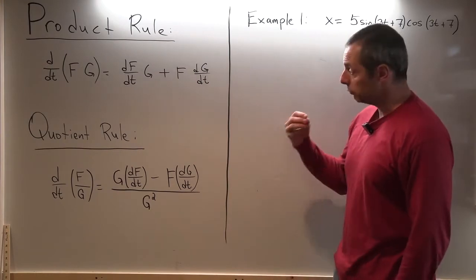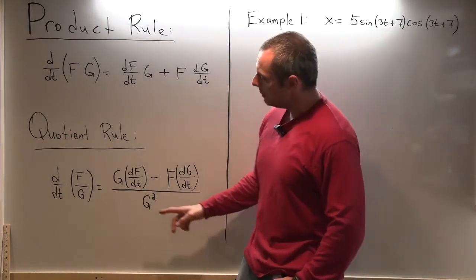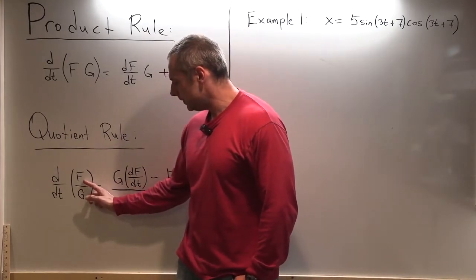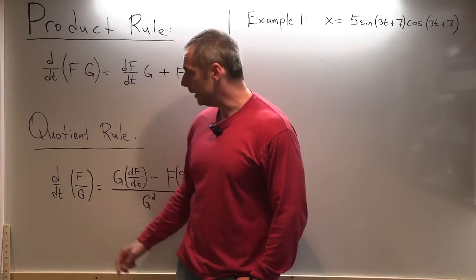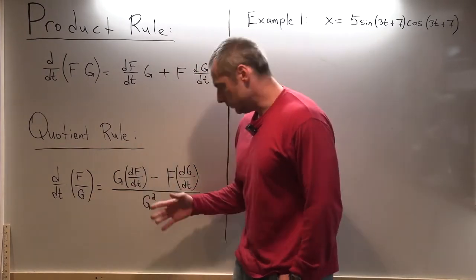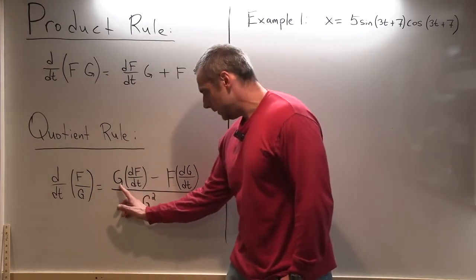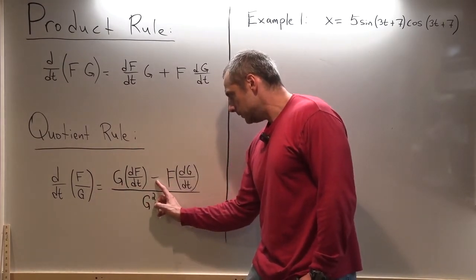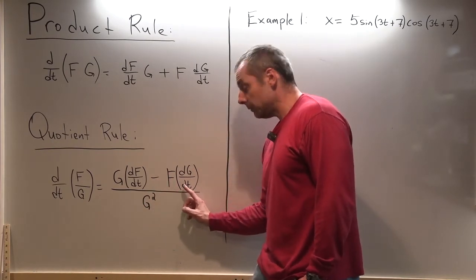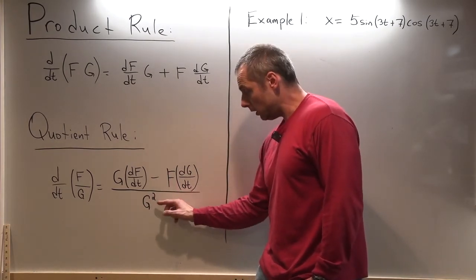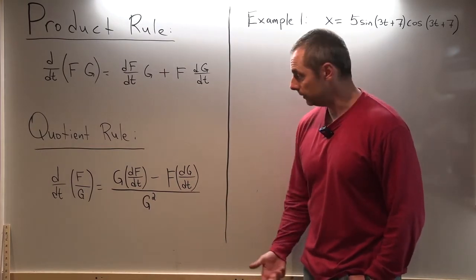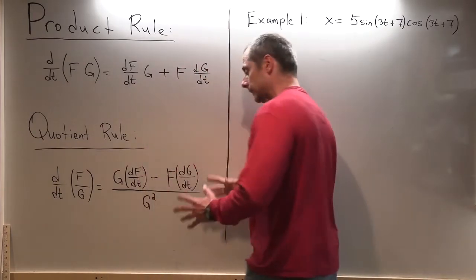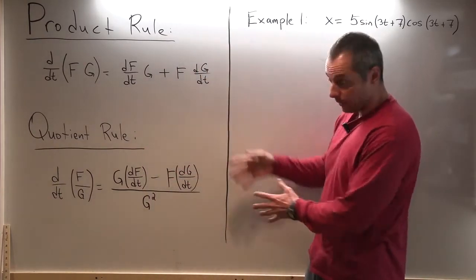So, the product rule. The quotient rule: what happens if you have 2 functions divided by each other? For example, maybe we have sine of t divided by t squared. What you do is you use this rule. The denominator times the derivative of the numerator minus the numerator times the derivative of the denominator, all over the denominator squared. Okay, that's the quotient rule. The video will pause now and you can copy this down.